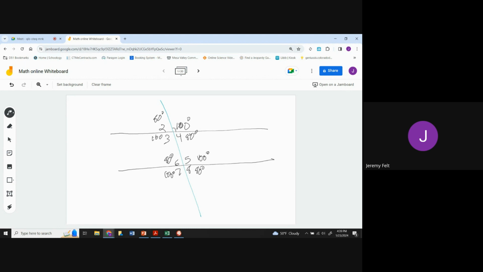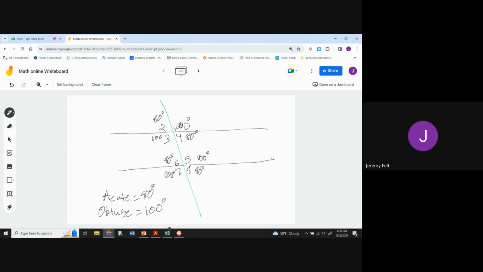So you notice I have 100, 100, 100, 100, and I have 80, 80, 80, 80. So all of our acute angles, less than 90, equal 80 degrees in this example, and all of my obtuse angles equal 100. And it's that same principle anytime we have parallel lines cut by a transversal. If you find one acute angle, you know all the acute angles. You find one obtuse angle, you know all of the obtuse angles.